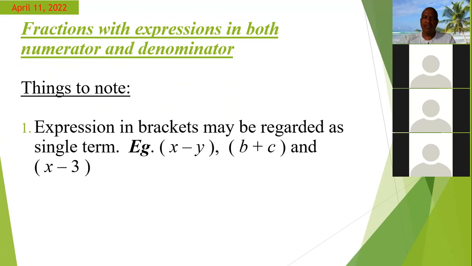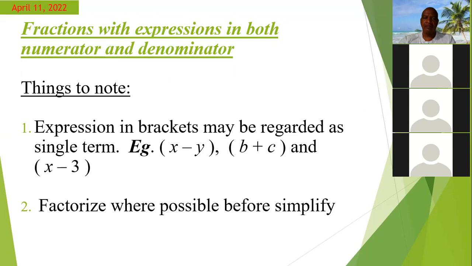So these are some things that you have to bear in mind. Now, expressions in brackets may be regarded as a single term. So when you see a bracketed expression, you treat it in the same way as you would treat a single term. Now, in the previous questions, we have been canceling like terms, like cancel an A with an A. But in this case, we may see expressions. So what we can do is to cancel like expressions. So we can cancel an expression in the numerator that is the same as an expression in the denominator. All right, so that is one thing to bear in mind.